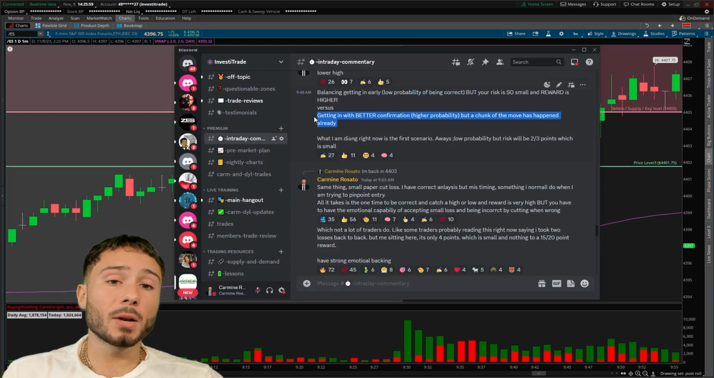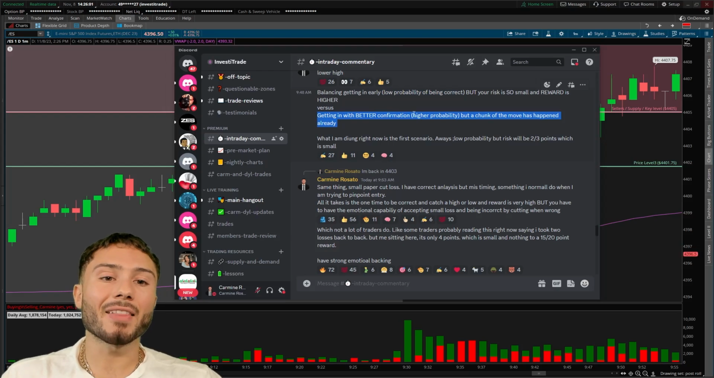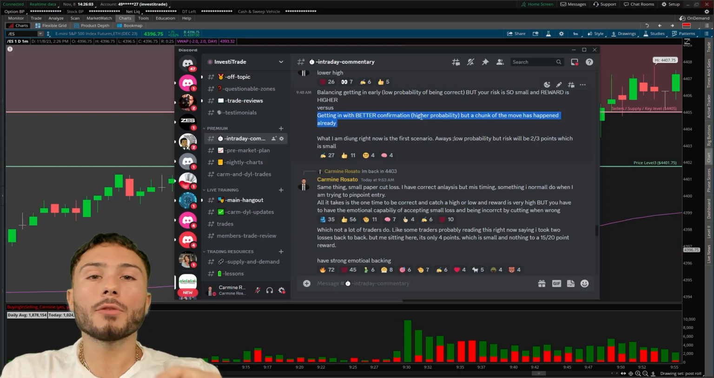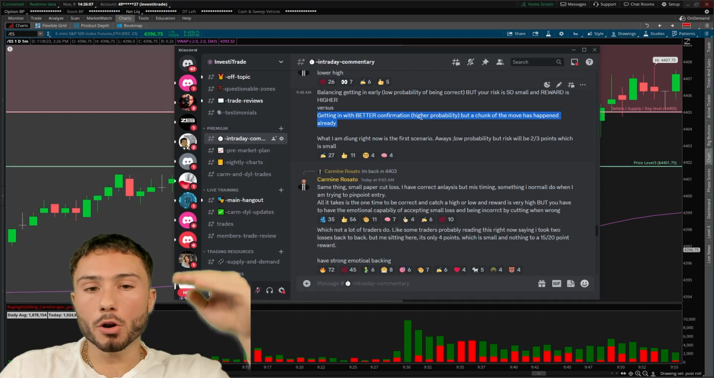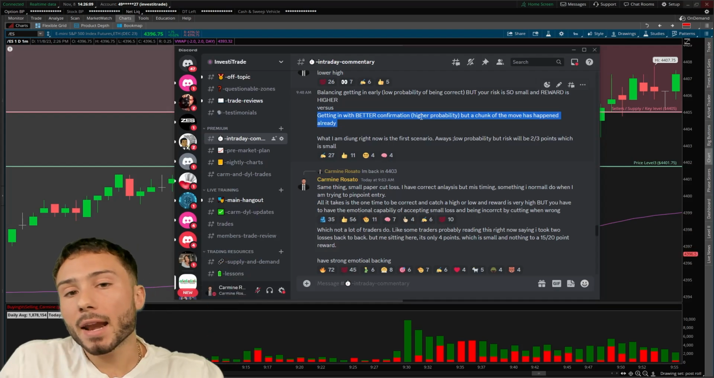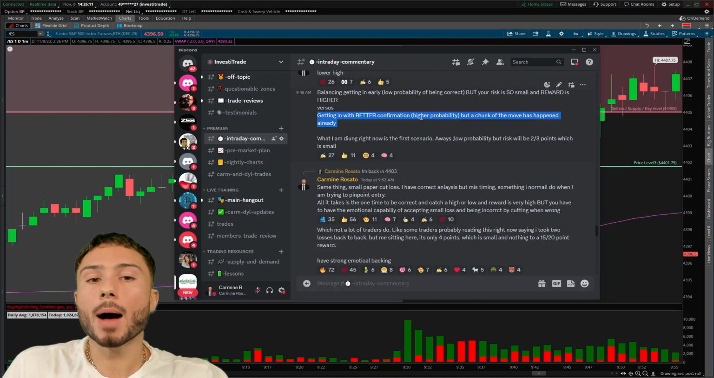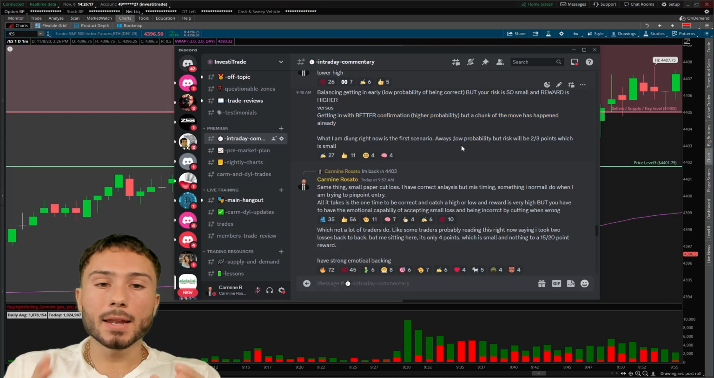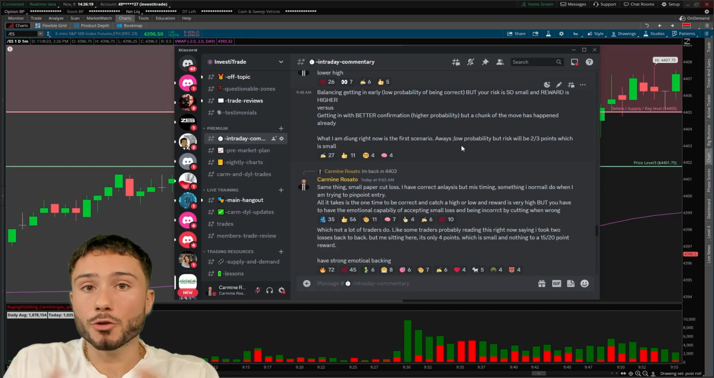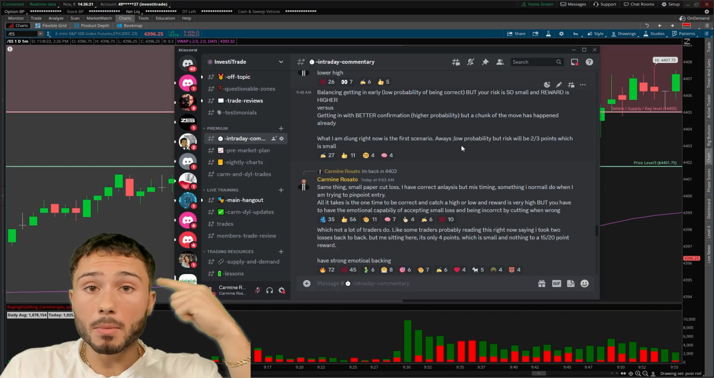Because if you were to get in with better confirmation, once the selling steps in, a chunk of that move already has happened. And yeah, you might get a good reward for it, but your risk may be a little higher, and you are also sacrificing a higher probability if you wait for that to happen. So it's a line in the sand. It's a happy medium between both, and it really depends on the trader, their risk tolerance, and their emotional intelligence.